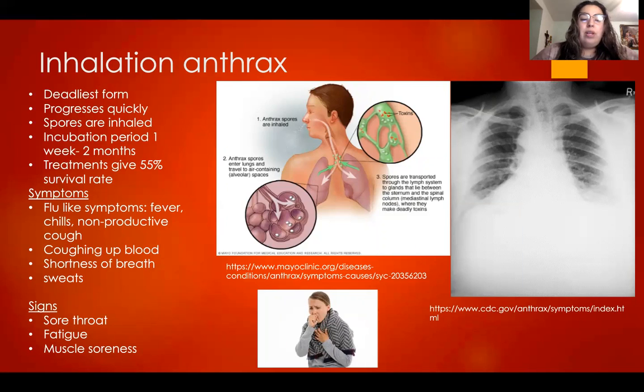Symptoms include flu-like symptoms like fever, chills, non-productive cough, coughing up blood, shortness of breath, and sweats. The signs are sore throat, fatigue, and soreness.